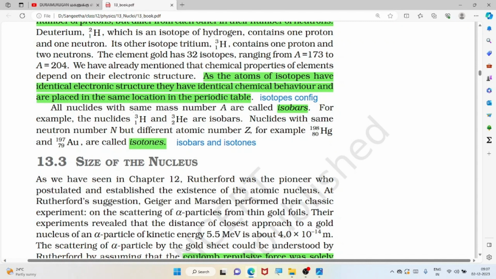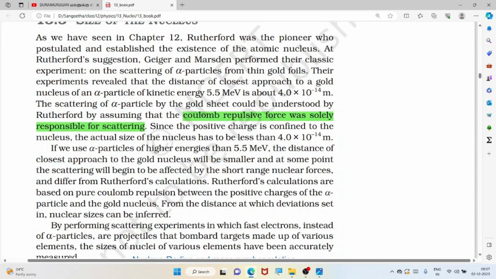All the isotopes have the same electronic configuration. That is important because the atomic number is the same. Isobars have the same atomic mass but different atomic number. Isotopes have different numbers of neutrons.